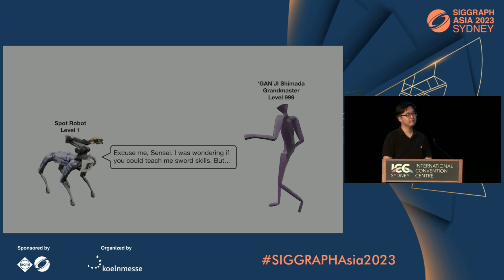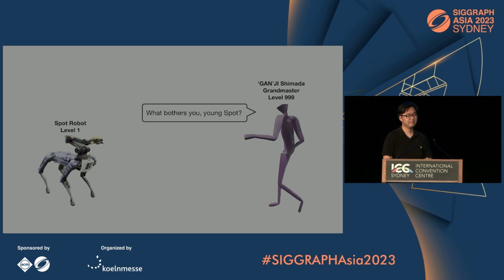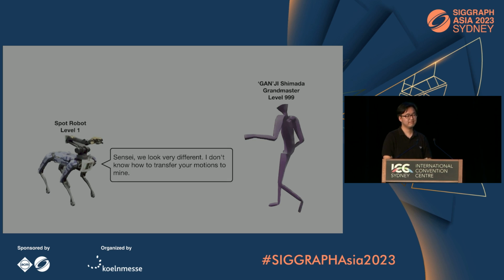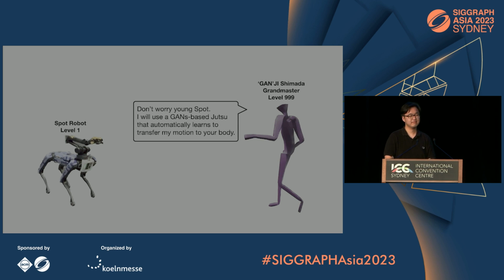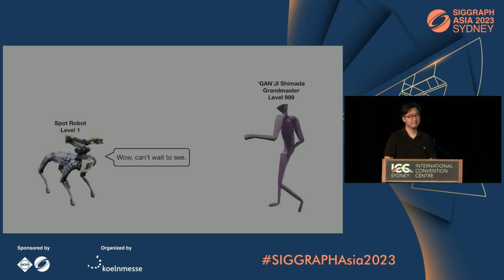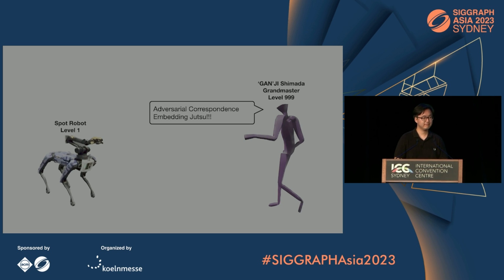Excuse me, Sensei. I was wondering if you could teach me sword skills. But... What bothers you, young Spot? Sensei, we look very different. I don't know how to transfer your motions to mine. Don't worry, young Spot. I will use a GAN-based jutsu that automatically learns to transfer my motion to your body. Wow, can't wait to see. Adversarial correspondence embedding jutsu.